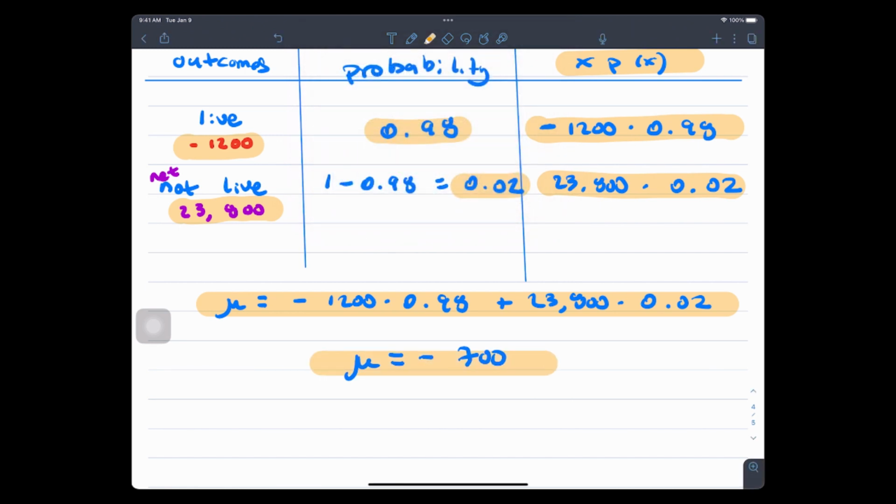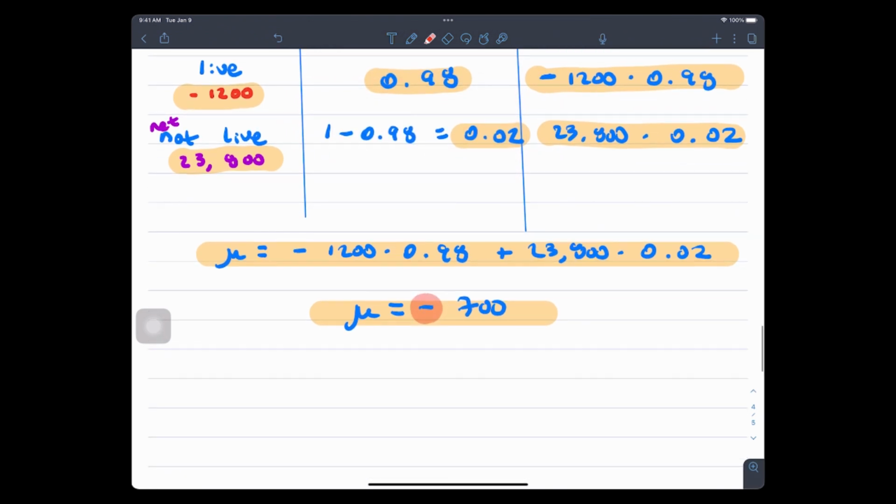First of all, again, it's negative. So what does it mean, ladies and gentlemen? It means every 25-year-old male is really doing what to the insurance company? They're giving them $700. And that's why the insurance policy exists. Every 25-year-old male is giving the insurance company $700. Because the mu value is negative, that means every person who buys the policy loses money.